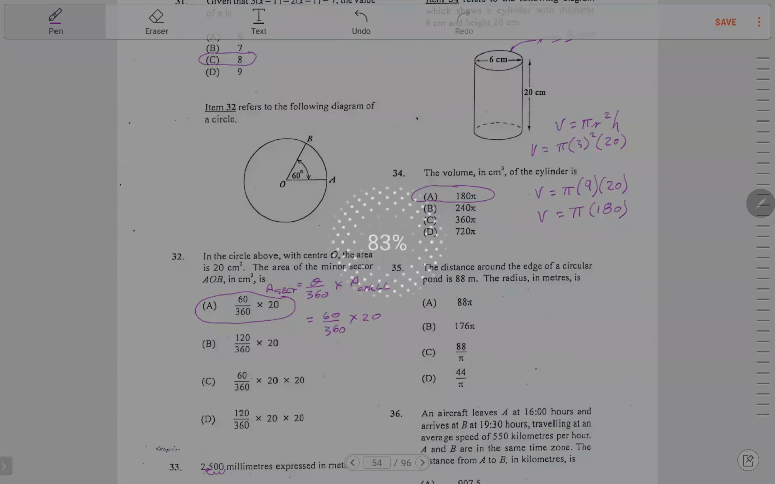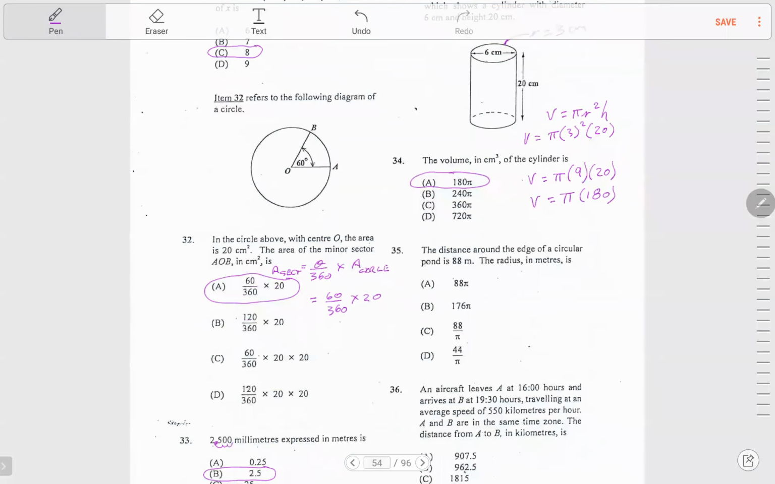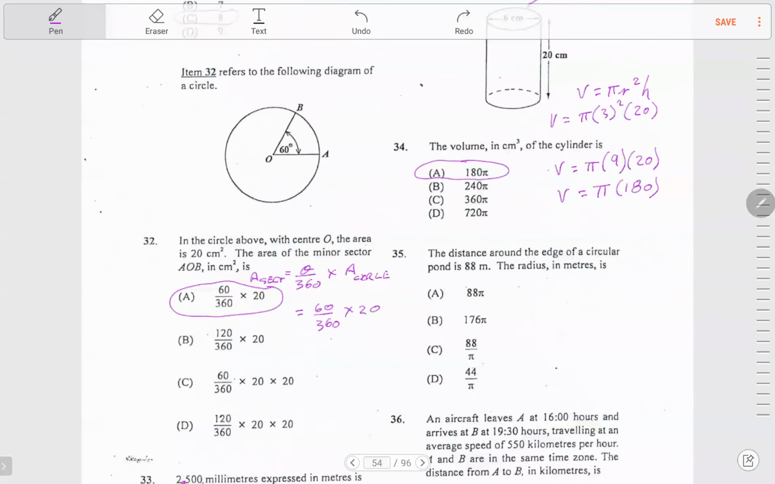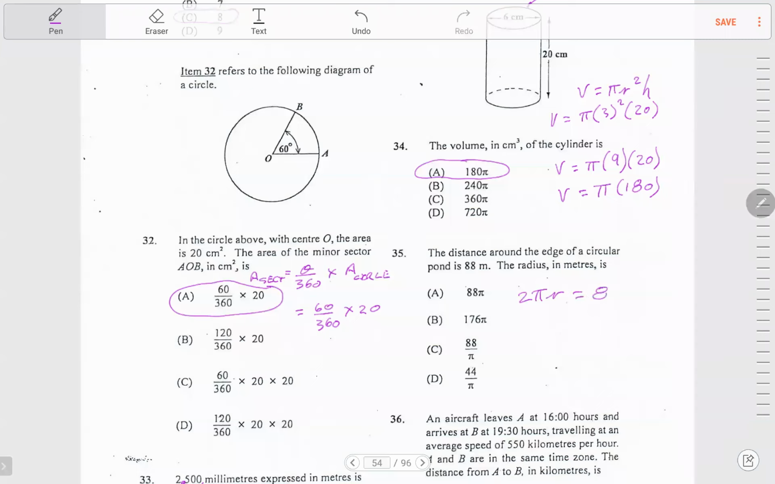This is around a circular pond, right? But to change it, we have to put this answer now, 44 over pi. Why? Because the distance around a circle is 2 pi r, and it tells us that is 88. Now, the previous one that we did, trying to find r. So the r would be 88 divided by 2 pi. One that we did before left that as the answer. But now, what they do, divide numerator and denominator by 2. And so it becomes 44 over pi.